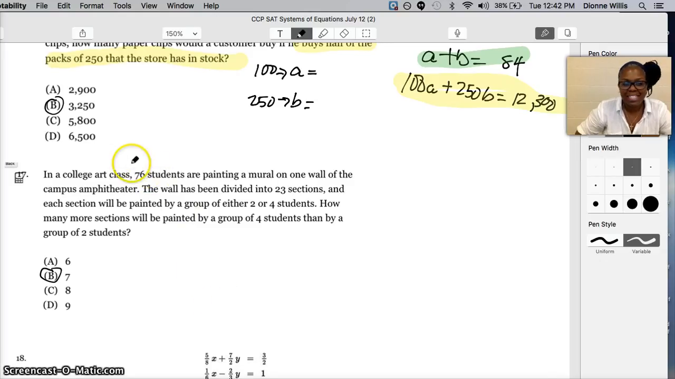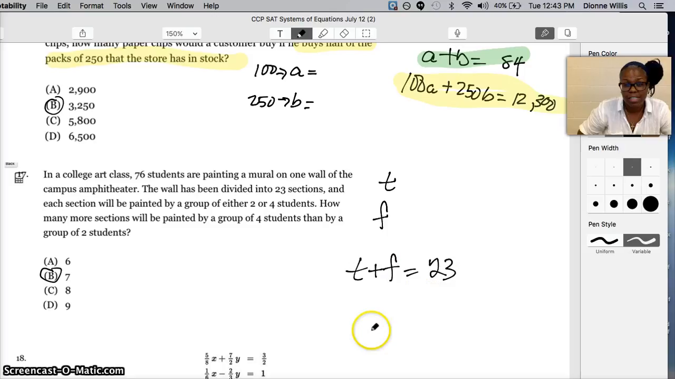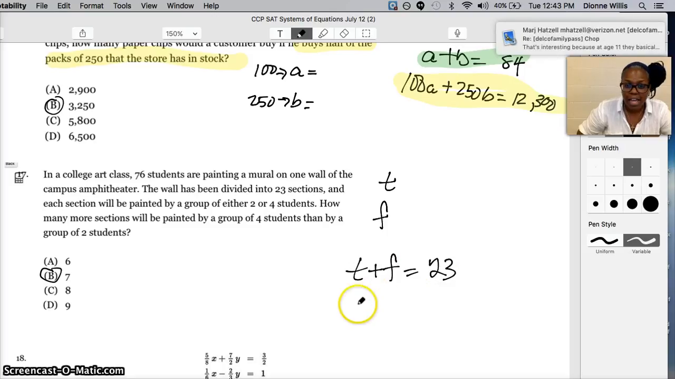All right, so we know we've got 76 students. So I know that there are 23 sections, so technically there's going to be 23 groups. Does that make sense? So I know I'm going to have groups of 2 students and groups of 4 students. So let's let T be the number of groups of 2 students and F be the number of groups of 4 students. So T plus F has to equal 23 because that's the number of groups given the number of sections. Altogether, though, there are 76 students.